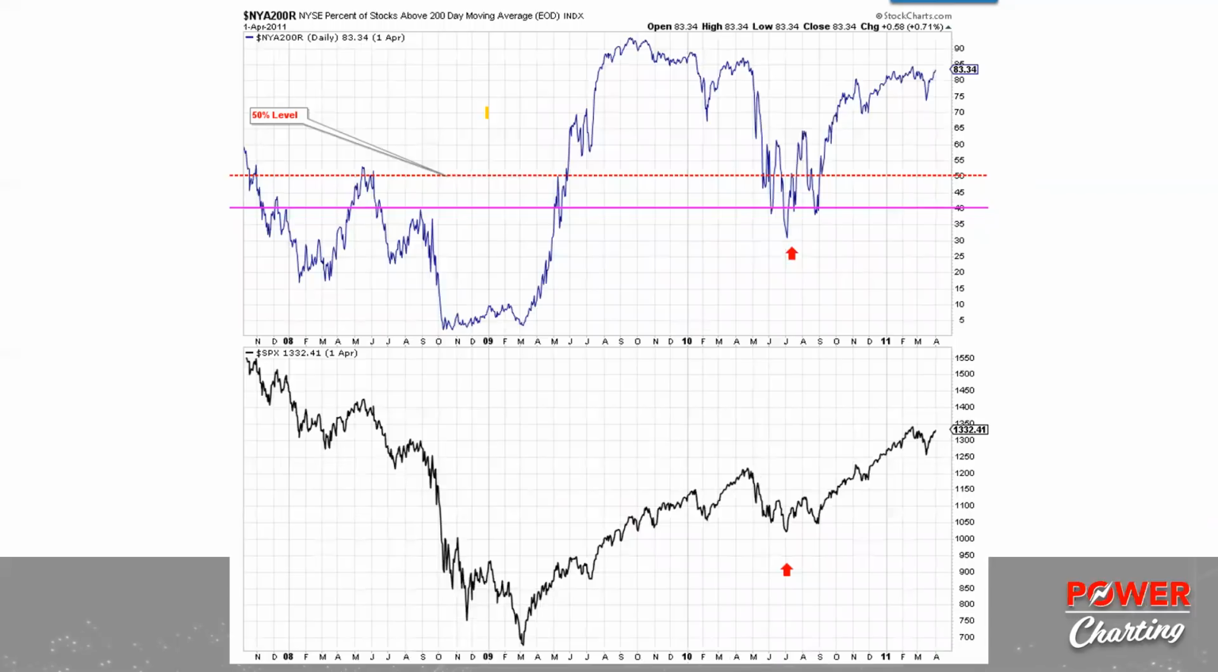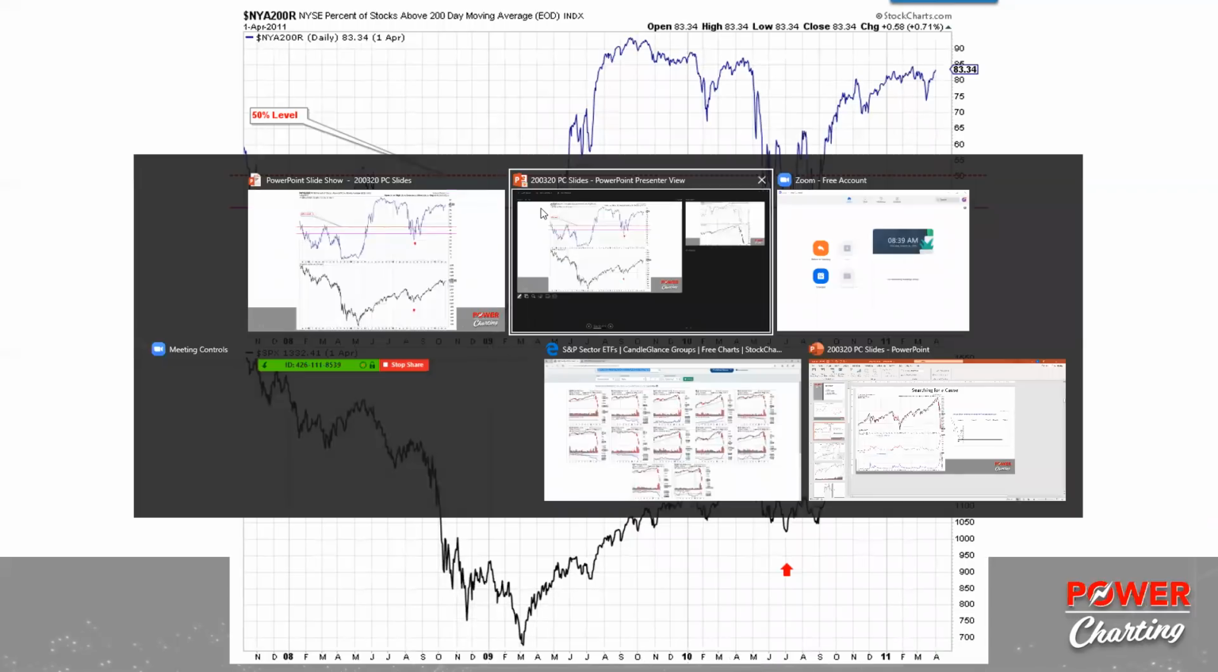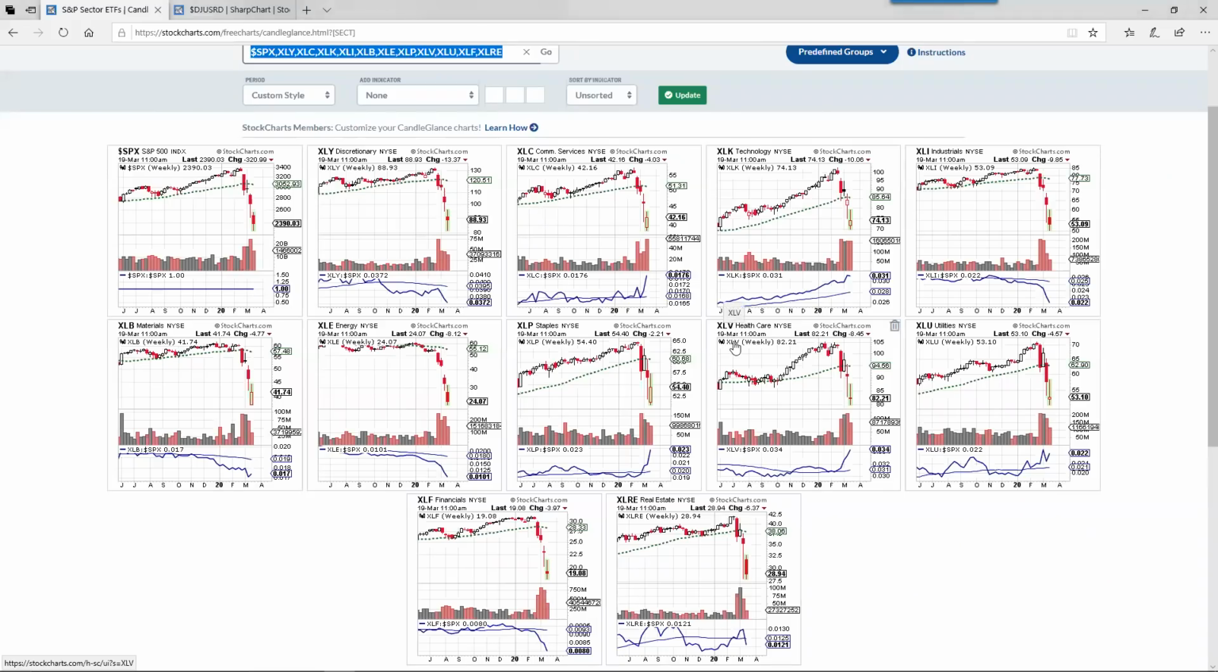So I'm going to come back to this. And so with this, let's change gears and go to the sector work. We have some time left to talk about sectors, because to me, a bear market in a sector is when it's below its declining long-term 39-week moving average.